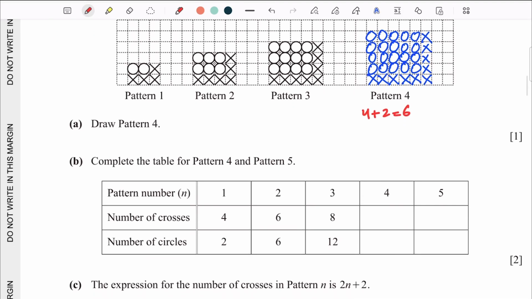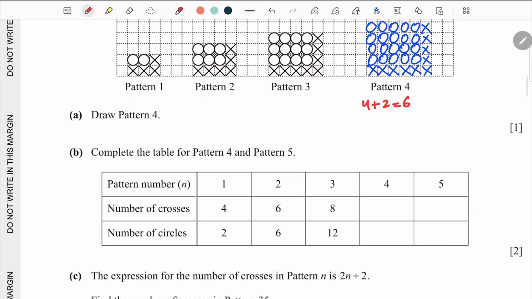In part B, complete the table for pattern 4 and pattern 5. So for the number of crosses, the first number is 4. Now I'm going to analyze the trend by which it is increasing. 4 plus 2 is 6 and 6 plus 2 is 8. So I'm going to add 2. 8 plus 2 is 10 and 10 plus 2 is 12. Then for the number of circles, we have 2, 6 and 12.